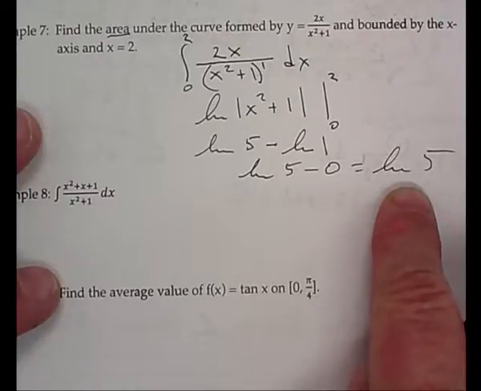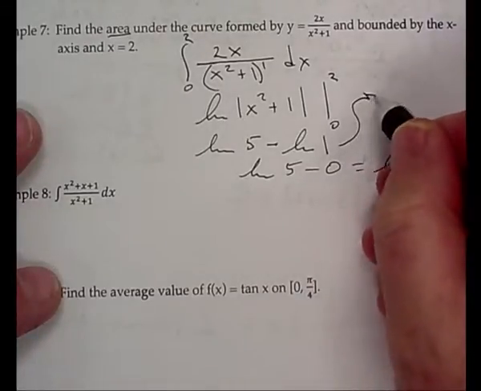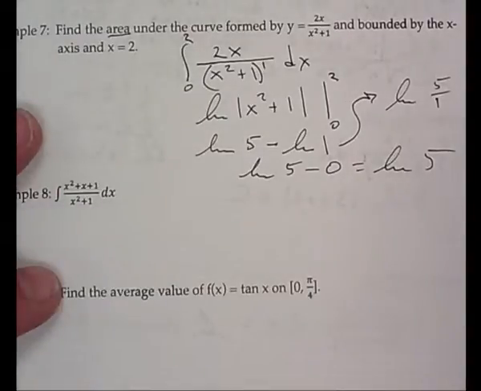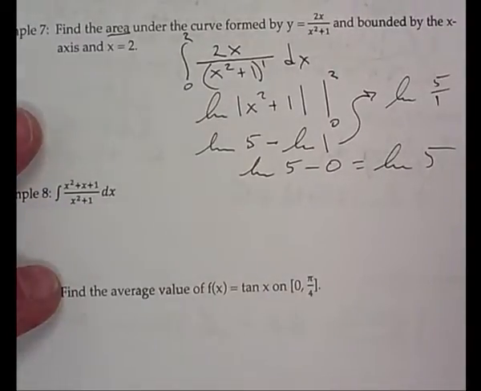You could just do the log where it's ln of 5 divided by 1. That's a good way to think about it. That's very good. You could say, hey, it's ln of 5 divided by 1 and come up with 5. Good thinking.